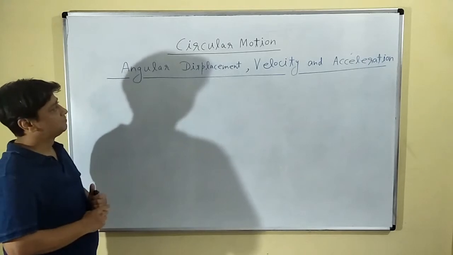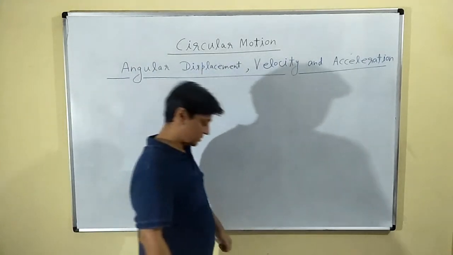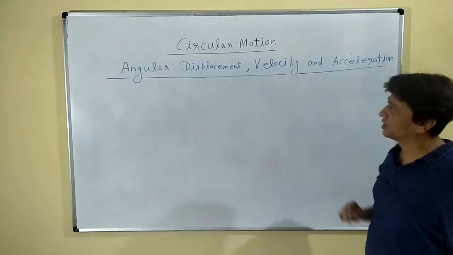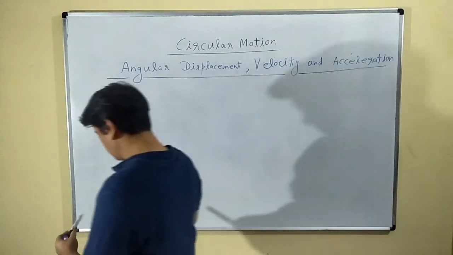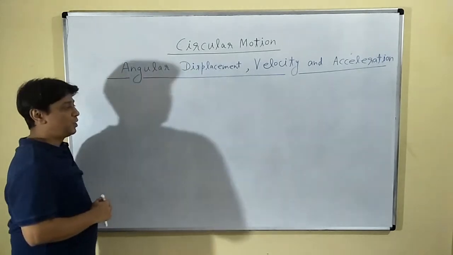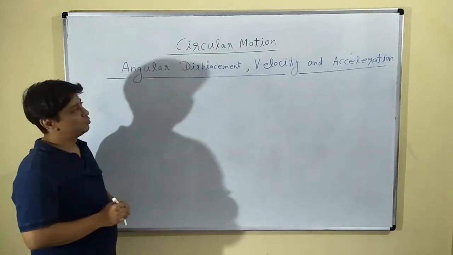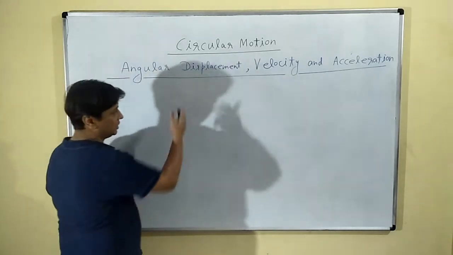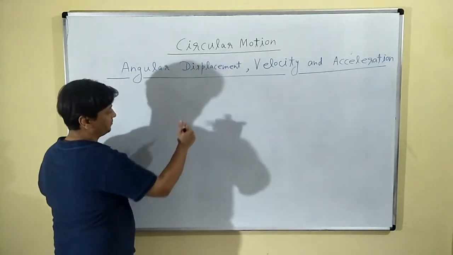Let's discuss angular displacement, angular velocity, and angular acceleration. Why do we need these things in circular motion? And all these things we'll discuss in this part.